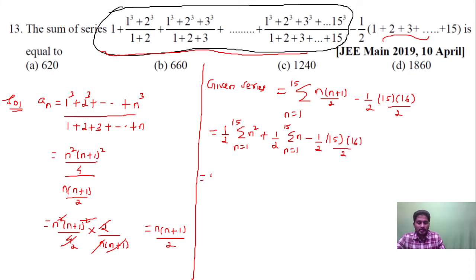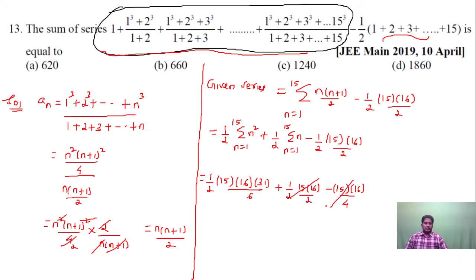Now this is equal to 1 by 2, summation n square, n equal to 1 to 15, is n into n plus 1 into 2n plus 1, which will be 31, divided by 6, plus 1 upon 2, summation n is n into n plus 1 divided by 2, minus this is 15 into 16 divided by 4. So this 4 will cancel, 15 into 16 upon 4 will get cancelled. I need to simplify only this.